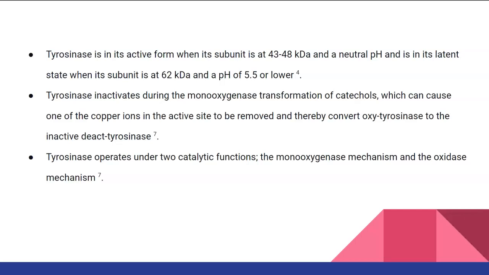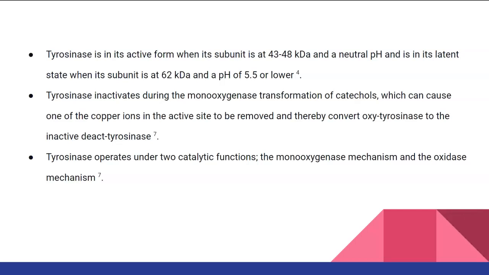It also has two forms, an active and a latent form. The active form usually occurs at a neutral pH and has a subunit of about 43 to 48 kilodaltons. Its latent form usually occurs at lower pHs, about 5.5, and has a subunit of 62 kilodaltons.